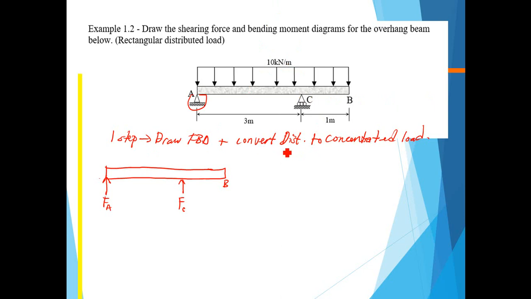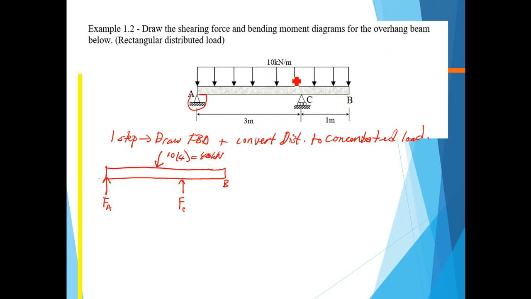So as I said, we have to convert the distributed load into the concentrated load. So the magnitude for the concentrated load is 10 times 4. Because the distributed load is 10 kilonewton per meter, the load is distributed along 4 meter, 3 plus 1. So the total magnitude will be 10 times 4, which is equal to 40 kilonewton.